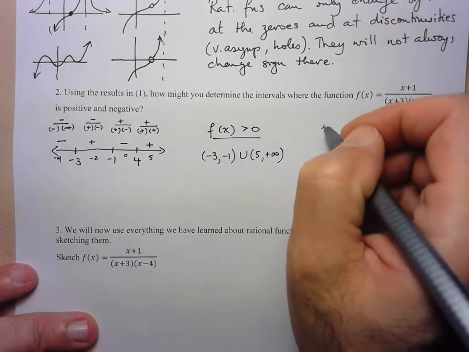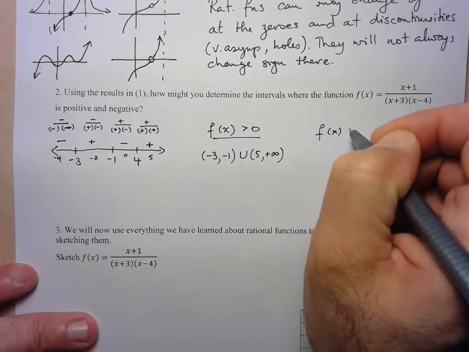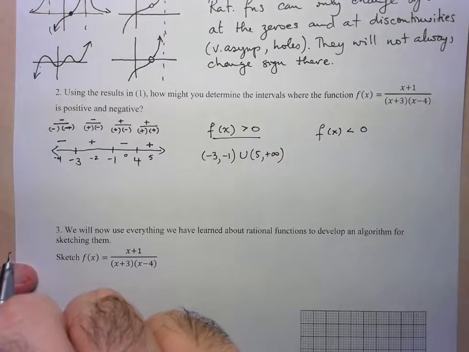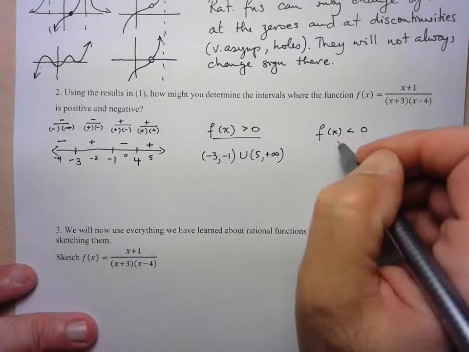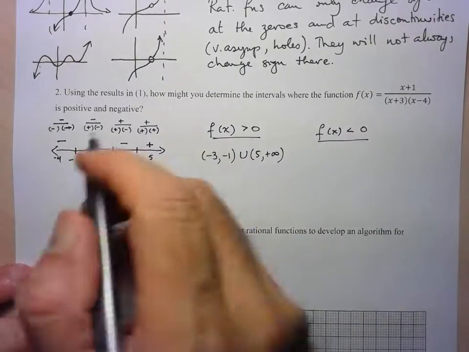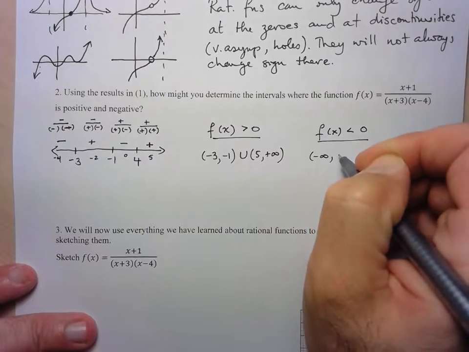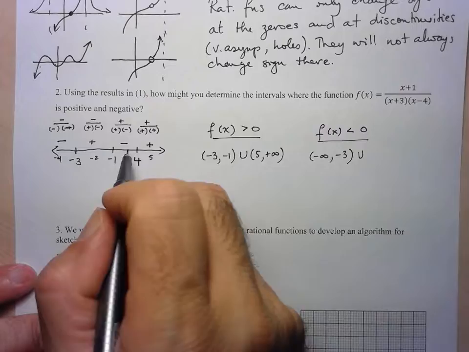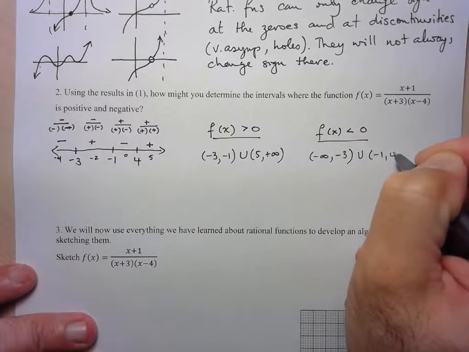And where is it negative? Again, I can just read it off my number line. So it's going to be less than 0 from -infinity to -3. And it's also going to be less than 0 between -1 and 4.